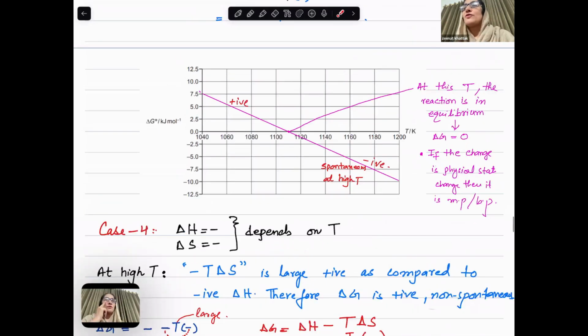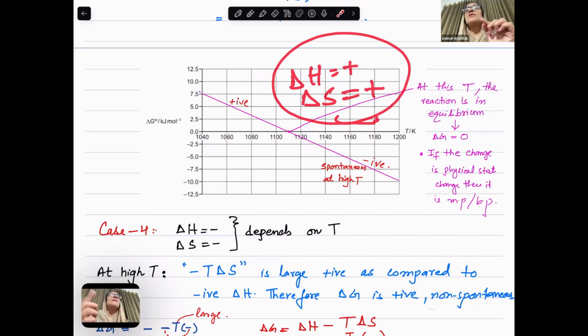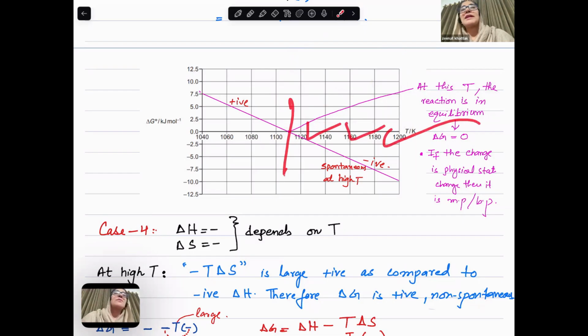Look, suppose this is the situation. It is not feasible at 1060, 1080, or 1011, but after this, it is feasible at every temperature. So how can they ask you to calculate which temperature? Calculate the minimum temperature. Why? Because after this, it is feasible at every temperature. So if both are positive, Cambridge and Excel will phrase their question like this: calculate the minimum temperature, because they know that after this, it is feasible at every temperature.